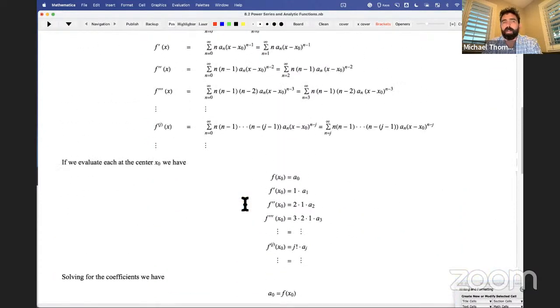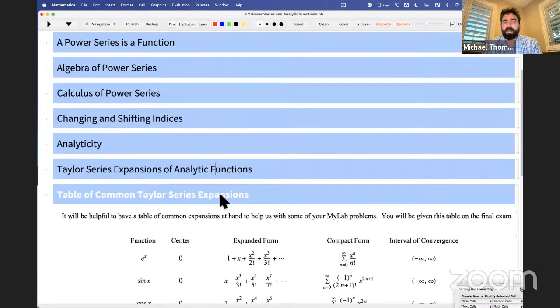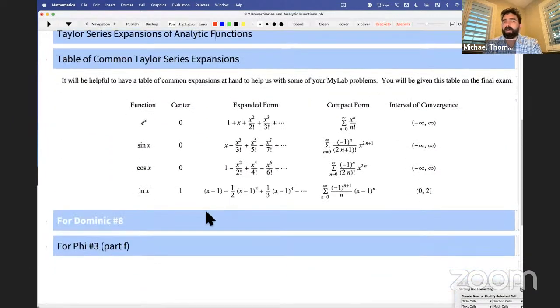All right, and here are some common Taylor series that you're going to run across. You guys are going to have this on your final. Do these look familiar from Calculus 2? At least somewhat familiar, hopefully.